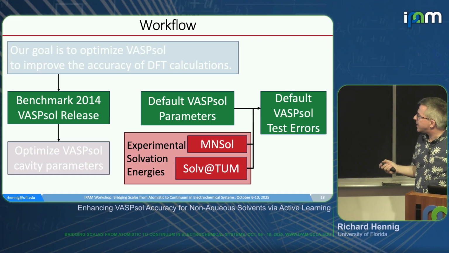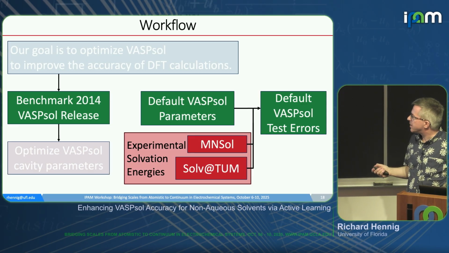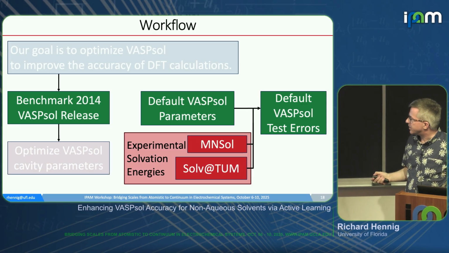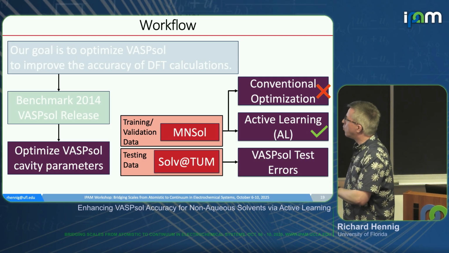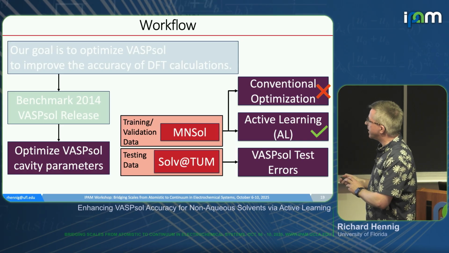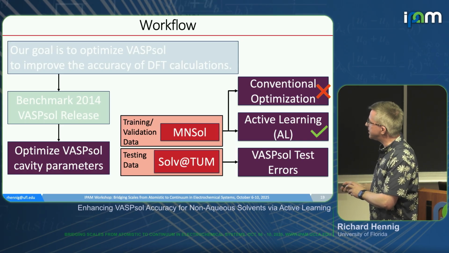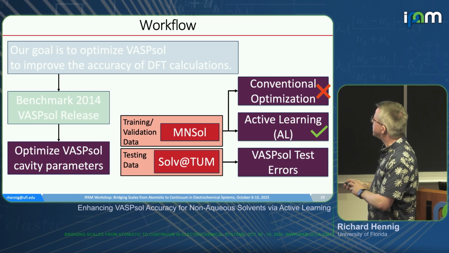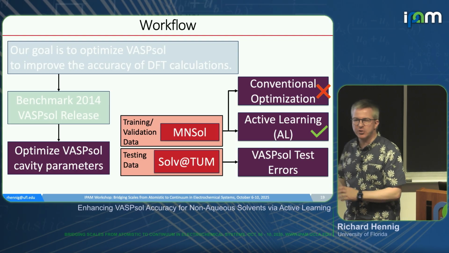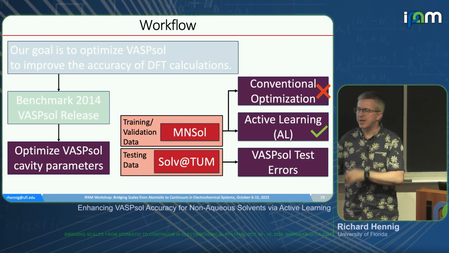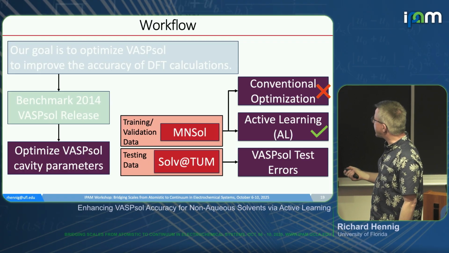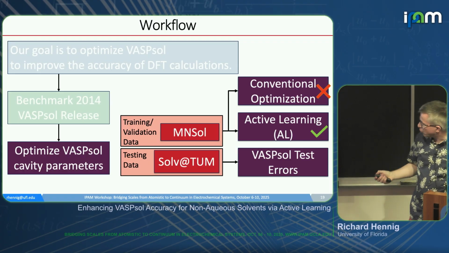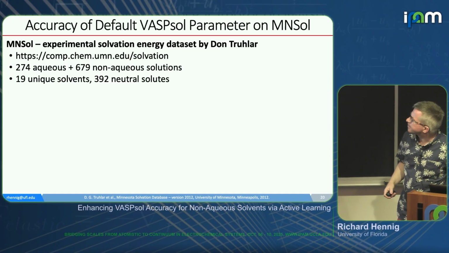And we're first going to apply that to the default VASP parameters and figure out what the test errors are for the MNSol database. And then the second part of our analysis, we're going to train on the MNSol database, and we'll also do the validation of that. And in the testing data, I'm going to show you independent data from the Solv@TUM data set. I'm going to show you that conventional optimization, simply trying to vary the parameters, finding a better model, and then applying it to the entire set, fails. It's an overfitting. And then an active learning approach can overcome that, and then I'll show you how well the final model really does.